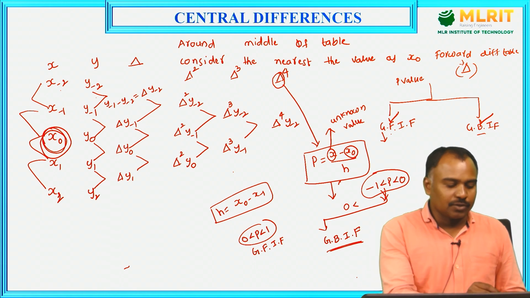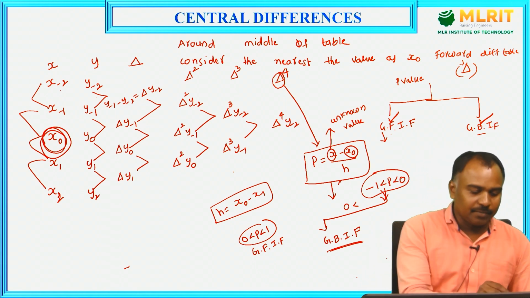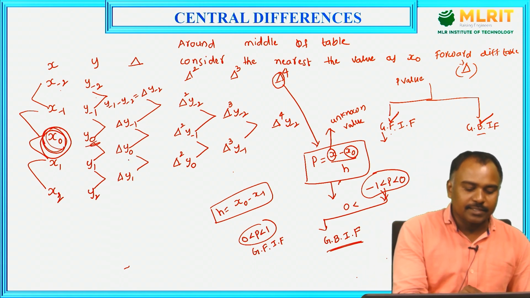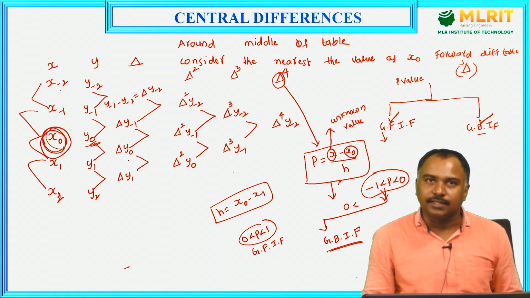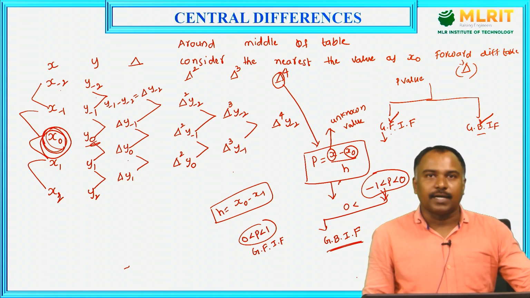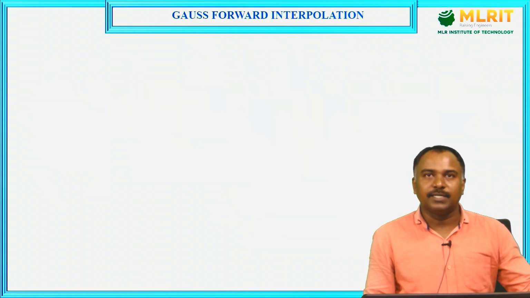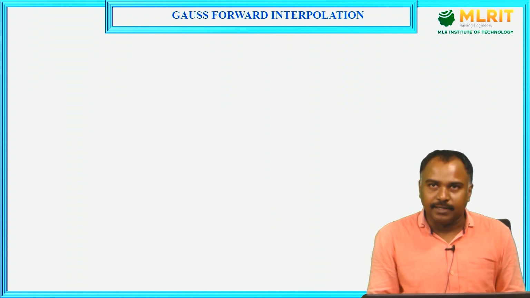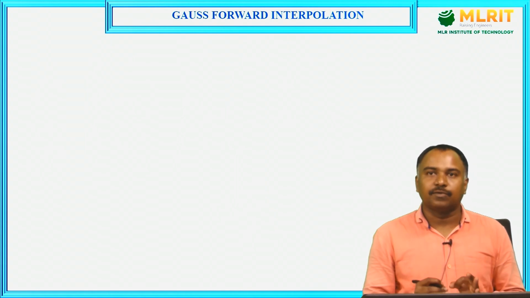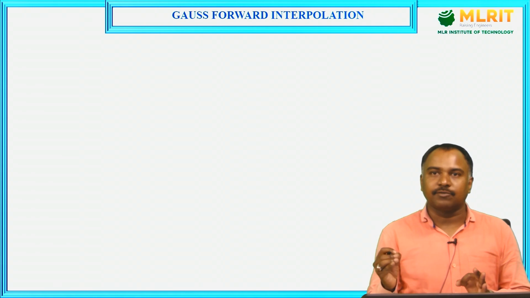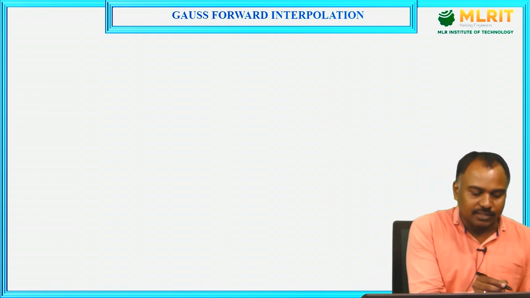To remember the formulas easily, we can understand them by this table. I will write the same table one more time, and discuss how we are going to write or remember the Gauss forward interpolation formula as well as the Gauss backward interpolation formula.